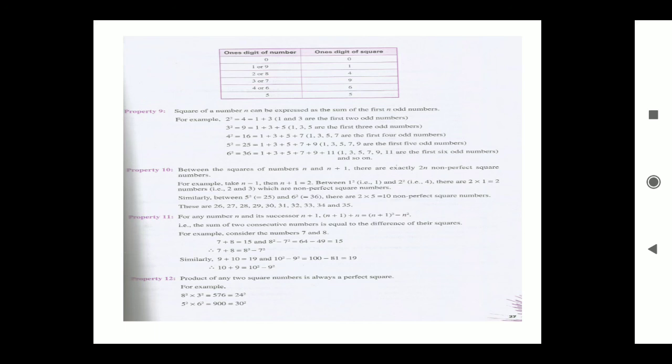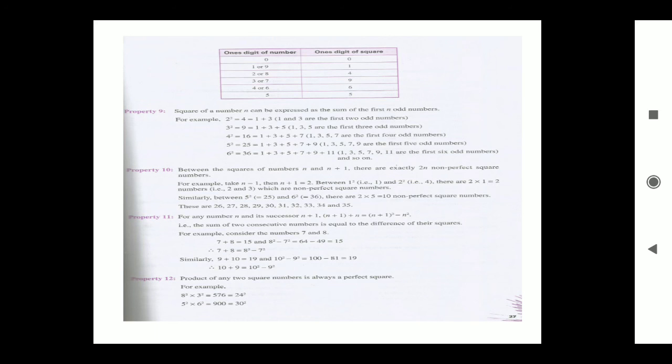Property number 10. Between the squares of numbers n and n plus 1 there are exactly 2n non-perfect squares. For example, 26, 27, 28, 29, 30, 31. Property number 11. For any number n and its successor n plus 1, the difference is n plus 1 squared minus n squared.